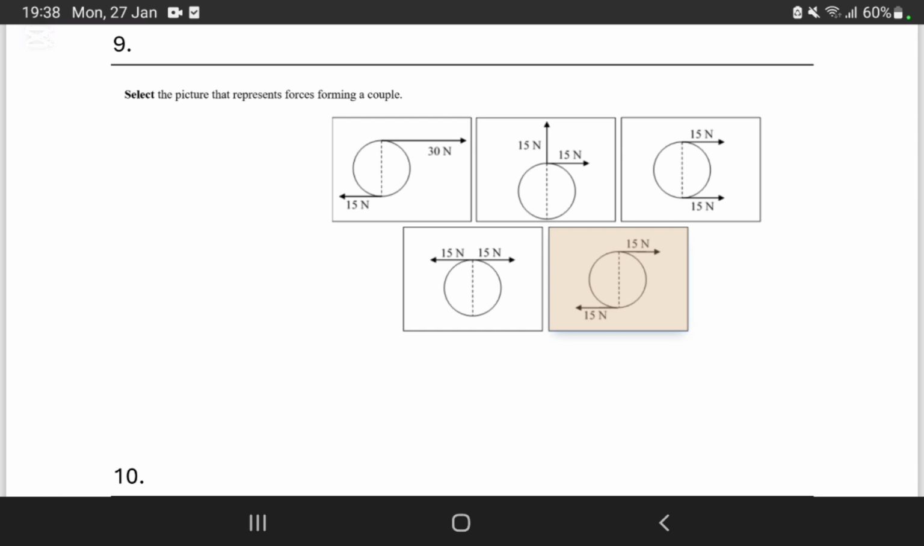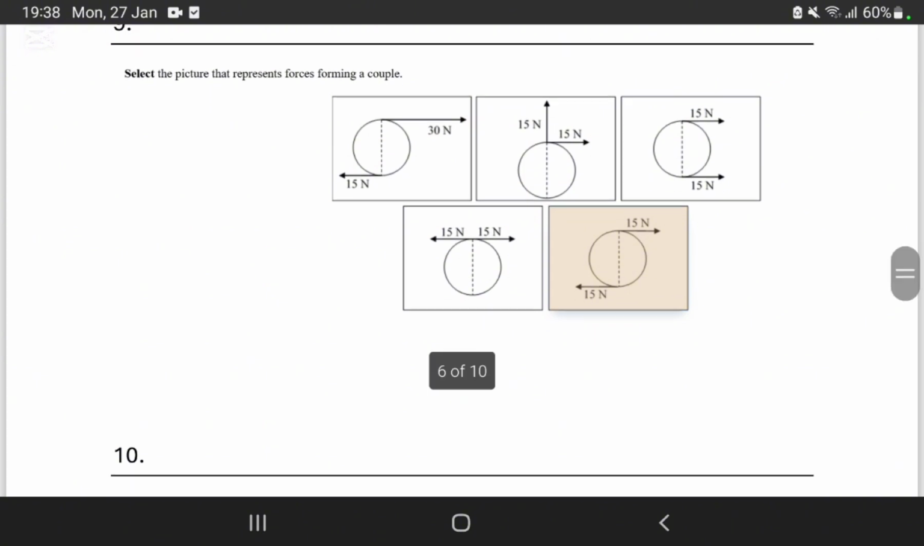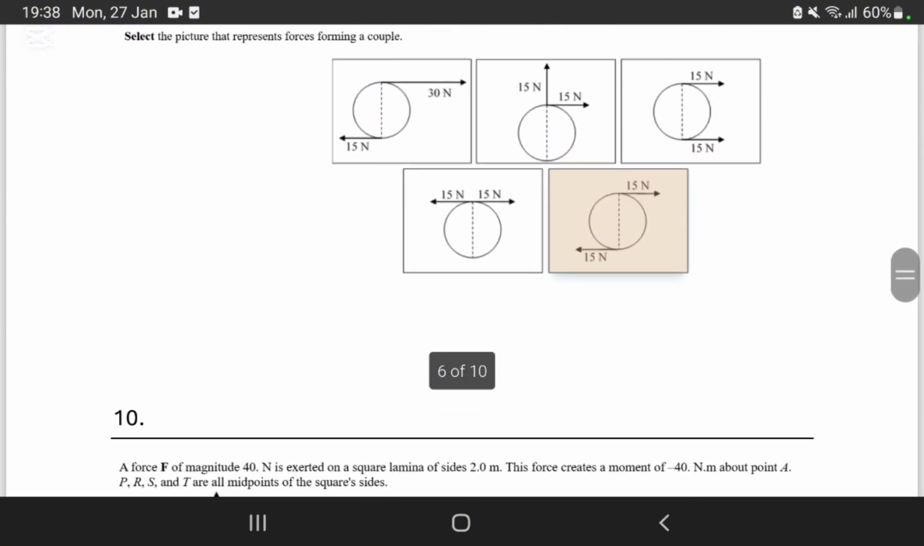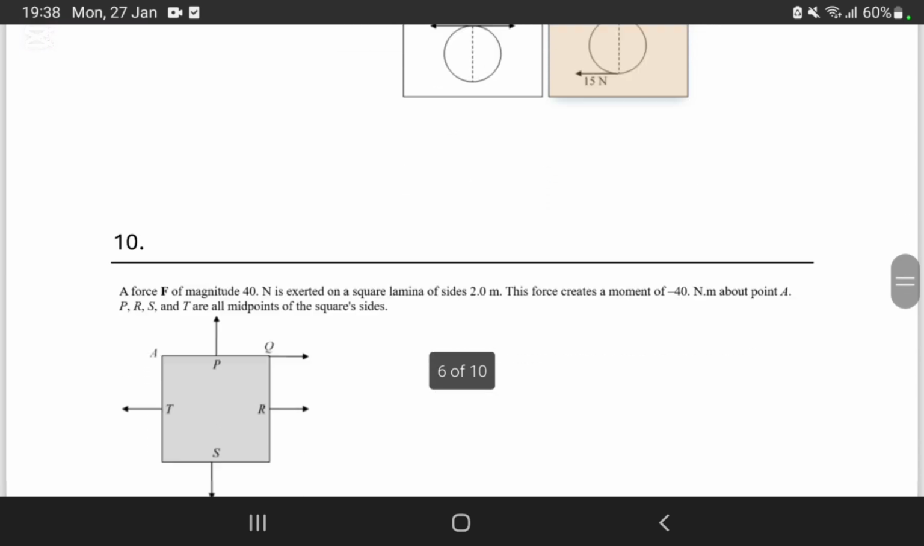Select the picture that represents forces forming a couple. A couple of forces is two forces in opposite directions acting on different parts of the object, but they give the same amount of torque. So yeah, that's it.